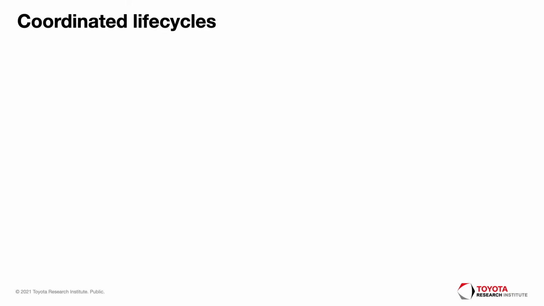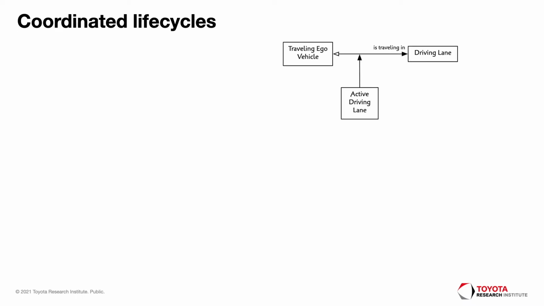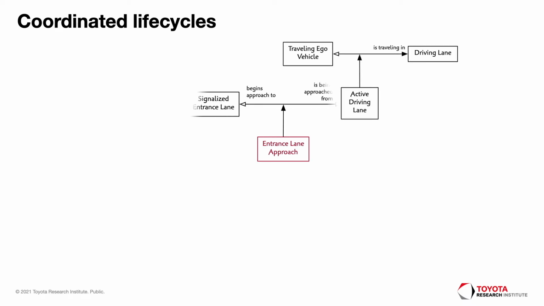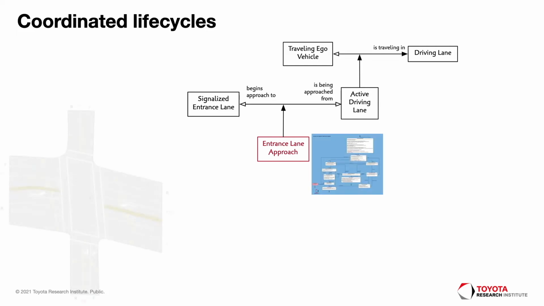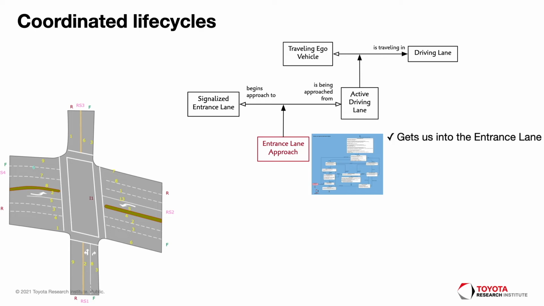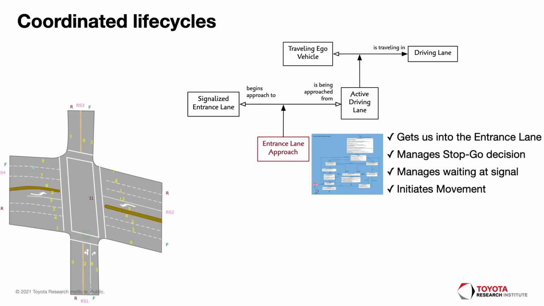Once again, we identify dynamic relationships between our traveling ego vehicle and its environment, in this case the intersection. To perform an unprotected left, we relate the ego vehicle's current, or active driving lane, to the desired signalized entrance lane, which yields an entrance lane approach. The life cycle of this relationship guides our vehicle to the correct lane and ensures that it waits or proceeds into the intersection based on the proper conditions. It also initializes a relationship to the desired movement. You can see the key elements of this activity illustrated down on the left.